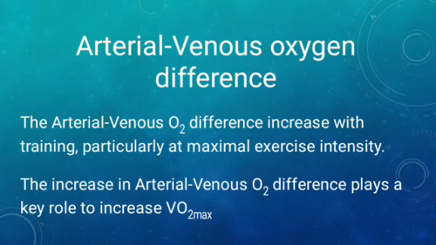This increase results from increased oxygen extraction by the tissues and more effective blood distribution to the active tissues. The increase in arterial venous oxygen difference plays a key role in increasing the VO2max.